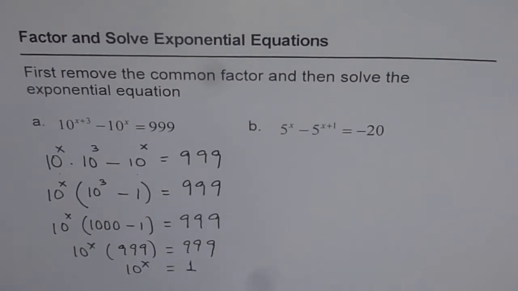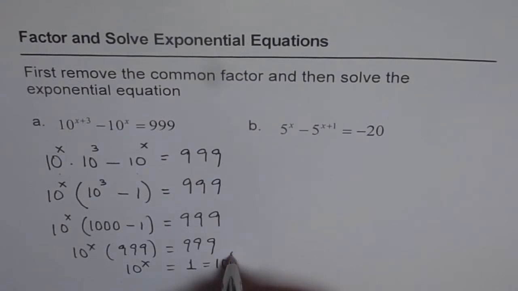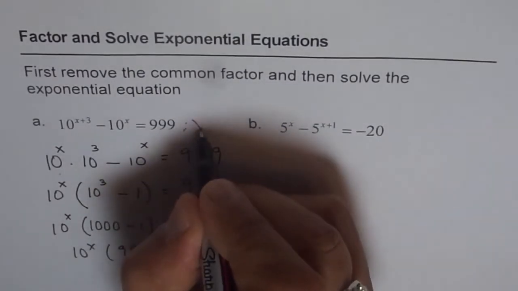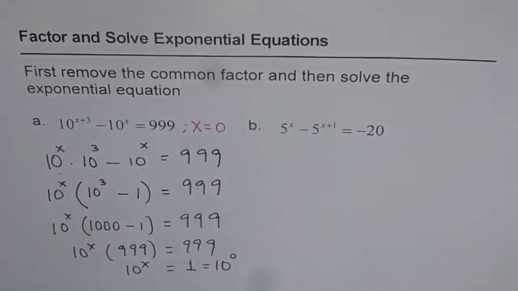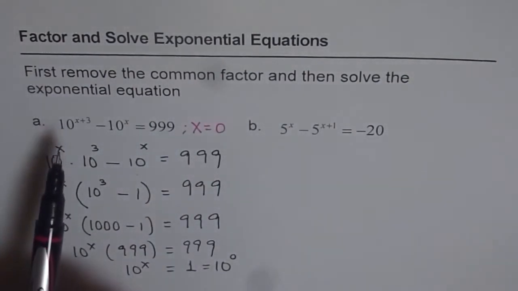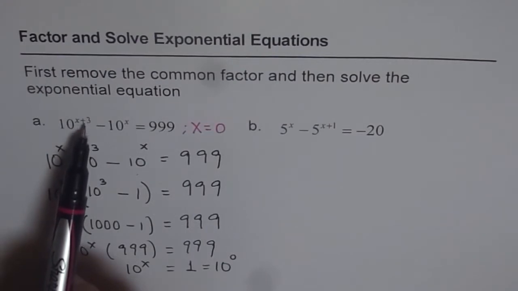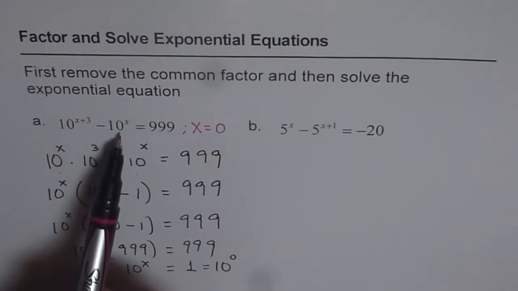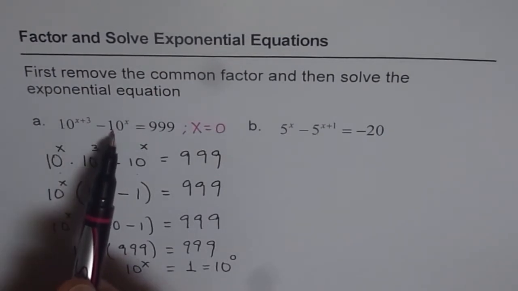What should be the value of x to give me 10 to the power of x equals 1? Think about it. So it is 10 to the power of 0, right? Anything to the power of 0 is always 1, correct? So that's our solution, x equals 0. You can check. If you put 0 here, you get 10 to the power of 3, and if you put 0 in the second term, minus 10 to the power of 0, you get 1, correct? So 1000 minus 1 is 999.